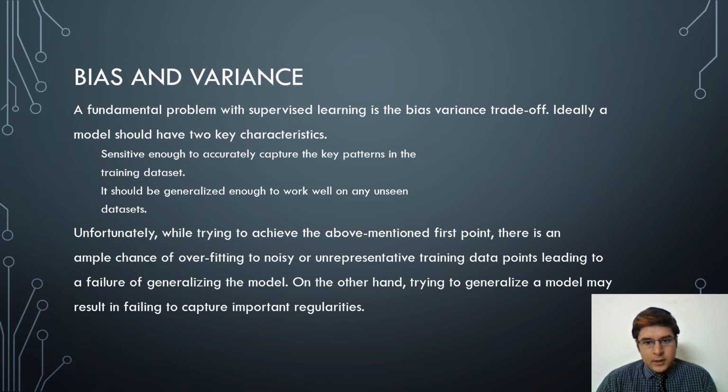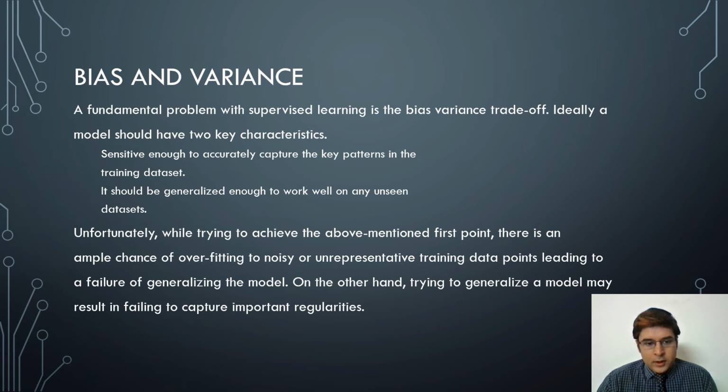In supervised learning, ideally a model should have two characteristics. It should be sensitive enough to accurately capture the key patterns in the training dataset, and it should be generalized enough to work well on any unseen datasets. The second point mentions that any new dataset should get accurately predicted, and thus the model should generalize to new inputs. But unfortunately, while trying to achieve the above mentioned points, there is an ample chance of overfitting, and that results in training data points leading to a failure of generalizing the model.